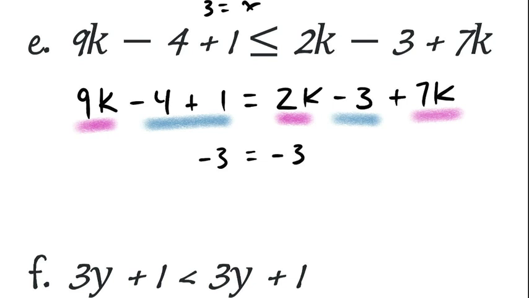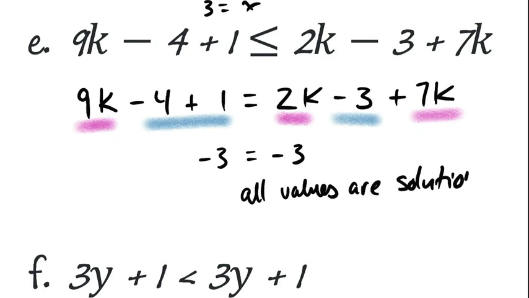So to me, that's a statement that is always true. And therefore, I believe that any value of k would be a solution to this inequality. And if I looked at this in Desmos, my expectation would be that there would be no boundary point, but that everything would work. So I'm going to say all values are solutions. And let's take a look at that real quick in Desmos.